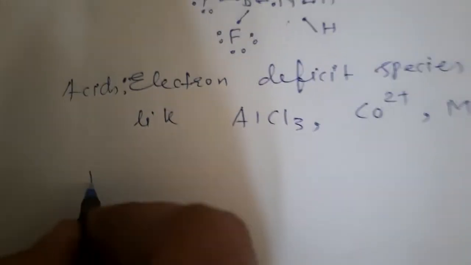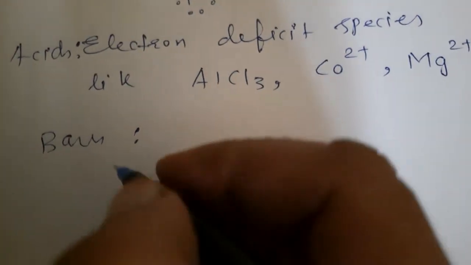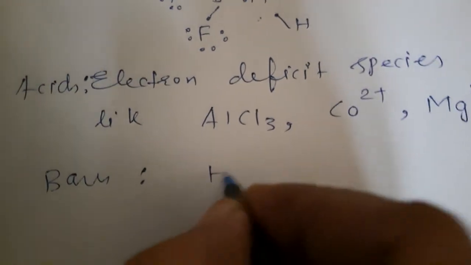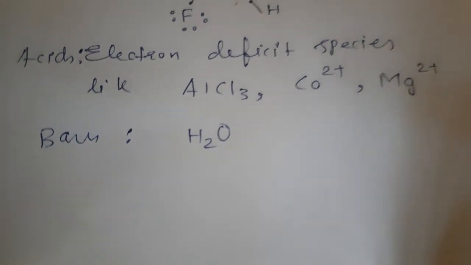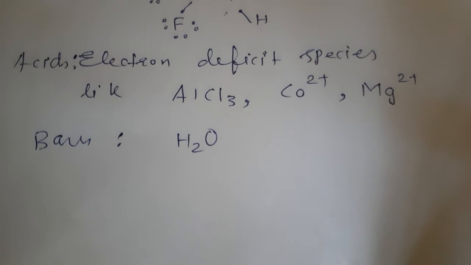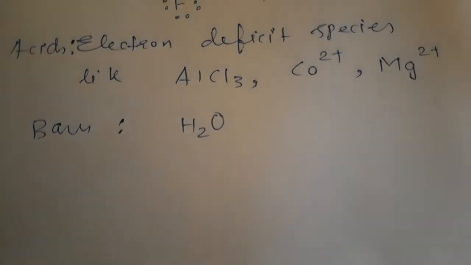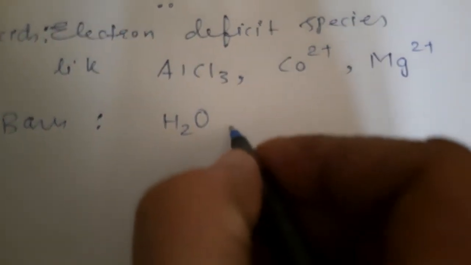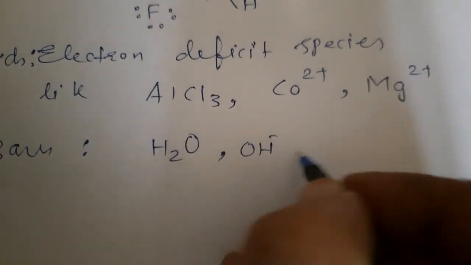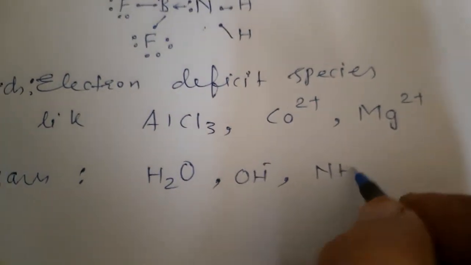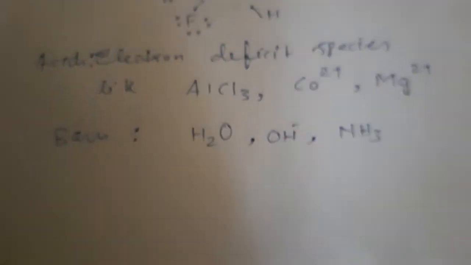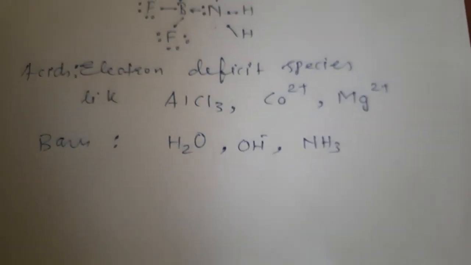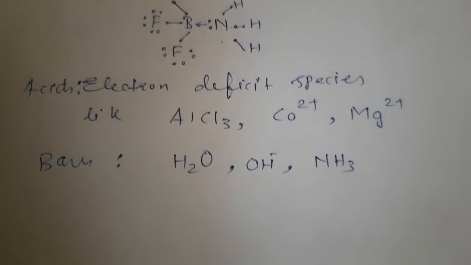And what are bases? Bases are those which can donate the electron pair. So H2O, if you remember the structure of H2O, oxygen has extra electron pairs, 2 lone pairs. So H2O, OH minus, NH3. Right now I have shown you how NH3 can donate the electron pair. So these are known as Lewis bases. So this is the concept of Lewis acids and Lewis bases.